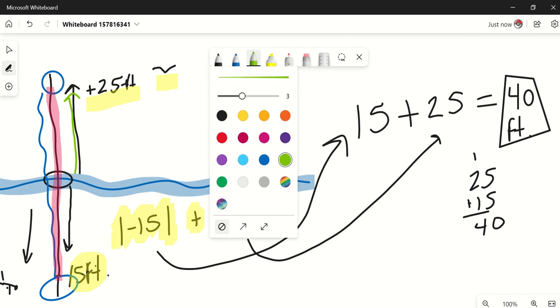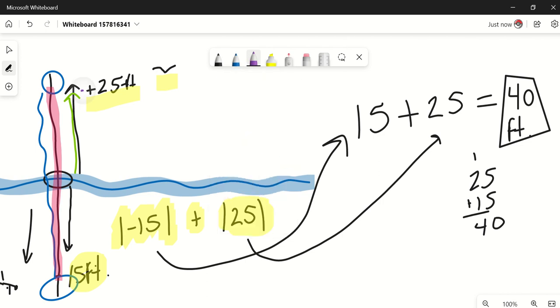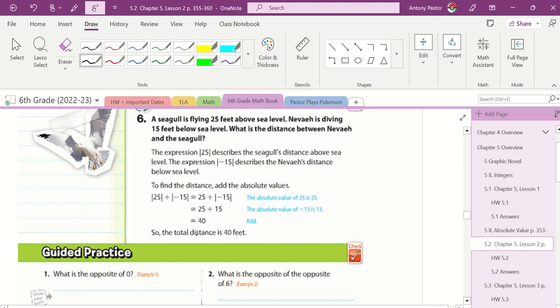Think of it this way, if the seagull were to dive from where it was flying all the way down to where Nevaeh is diving, it would be 40 feet. 25 until it hits the ocean, and then another 15 down would make it 40 feet. And that's it. So the distance is 40 feet between the two.